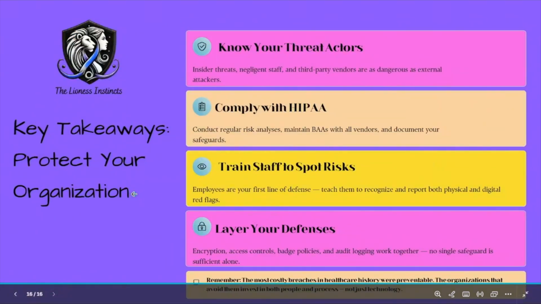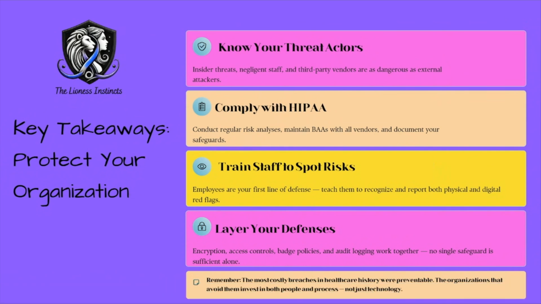So here are some key takeaways. Number one, know your threat actors. Know who your insider threats are likely going to be. Understand that there will be negligent staff, and third-party vendors can be dangerous. And then also comply with HIPAA, conduct regular risk analysis, maintain BAAs with all vendors, and document your safeguards. And train your staff to spot risks.